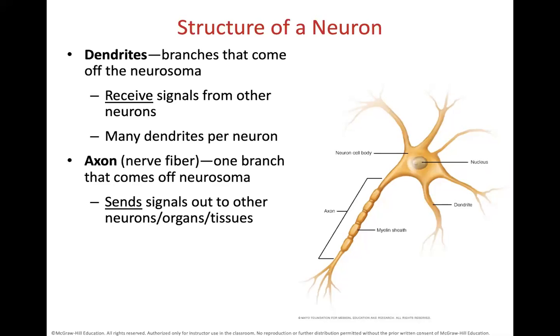And the myelin sheath that's noted here, I'll talk about that in detail. Not today, I'll get to it Friday probably. But this myelin sheath is a really important aspect of the axon.